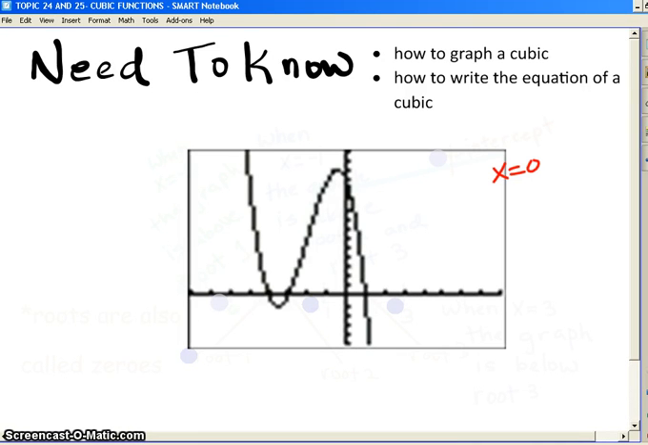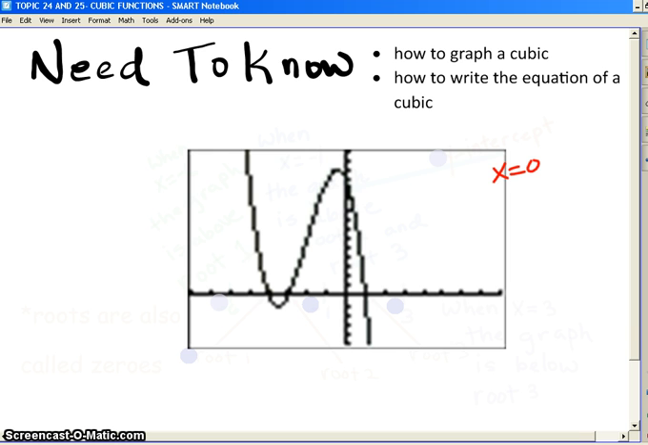Okay, the topic is going to be cubic functions. And before we get started with the notes, you need to know some things. Okay, here we have the graph of a cubic function. You're going to need to know how to graph this by pencil and paper, not calculator, and how to write the equation if I go ahead and give you the graph, but no equation.